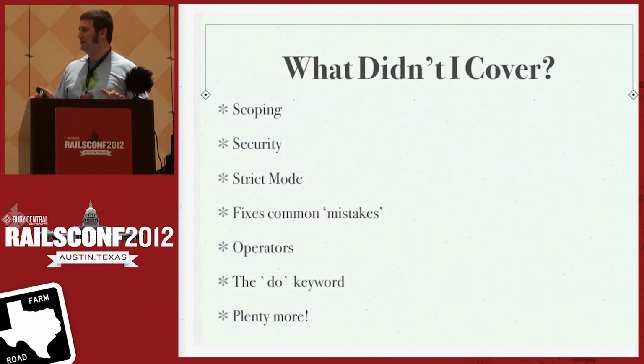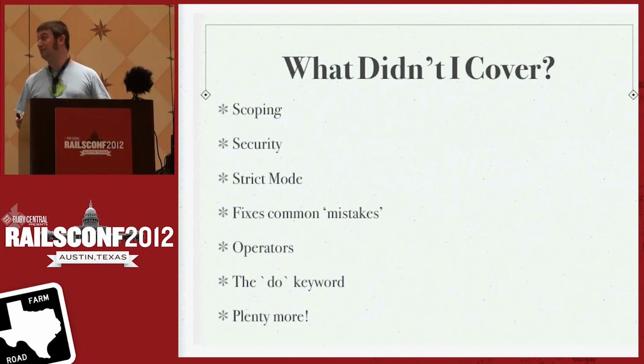So with that said, I'm kind of winding down here a little bit. Some things I didn't cover: scoping, security, strict mode. CoffeeScript now automatically compiles your code with strict mode on, so you get all sorts of early debugging information and errors right then and there. It fixes common mistakes like using triple equals when people are usually using double equals. Operators, there are also great operators like that question mark equal one I showed you, the existential operator. There's more. The do keyword for when you're doing asynchronous loops helps keep that context right there for you. And there's a whole lot more.